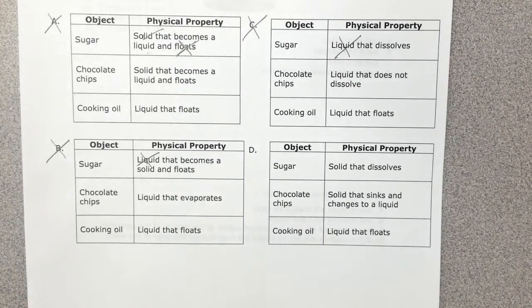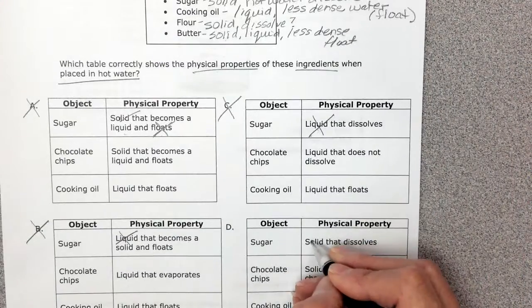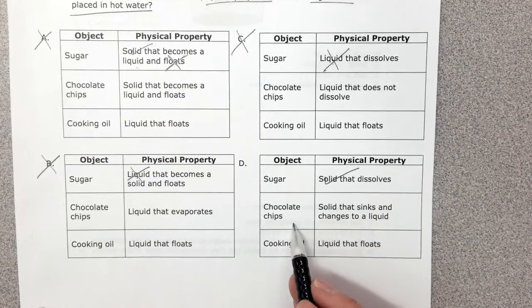So right there, we hope that D's right. So let's walk through D and make sure that's correct. Cody, is sugar a solid that dissolves? Yep, we have that right here. We have a solid, in hot water will dissolve. So that's correct.